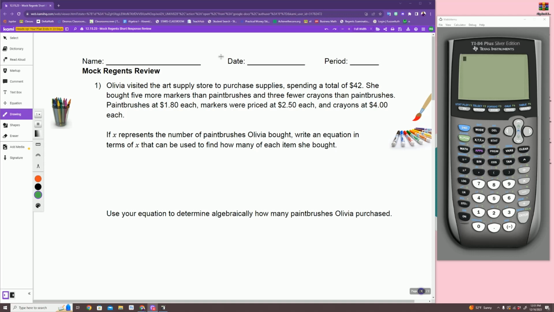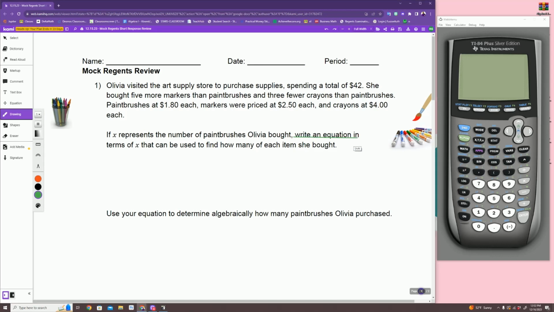Olivia visited the art supply store to purchase supplies, spending a total of $42. She bought 5 more markers than paintbrushes and 3 fewer crayons than paintbrushes. Paintbrushes are at $1.80 each, markers were priced at $2.50 each, and crayons at $4 each. If X represents the number of paintbrushes that Olivia bought, write an equation in terms of X that can be used to find how many of each item she bought.